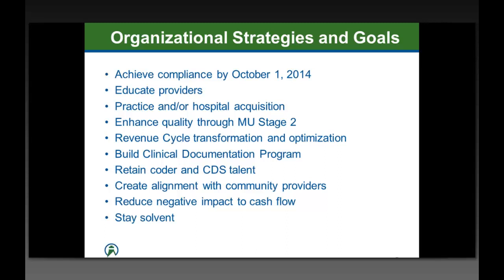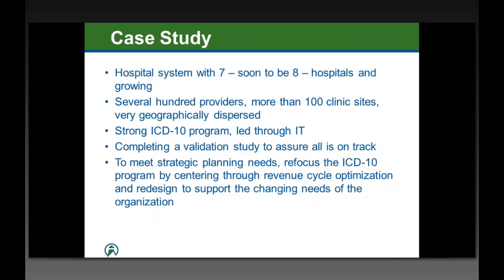So here's a case study, and here's something to think about. There's a hospital system in the U.S., and they've got 7, soon to be 8 hospitals, and they're growing. They have several hundred providers, more than 100 clinics and sites, and they're very geographically dispersed. Now, they've had a strong ICD-10 program moving. It's been led through IT, so that's another way to make sure that this transformation occurs. However, because they have so many things going on at this point in time, especially strategically, lots of initiatives, they decided they had to do a couple of different things.